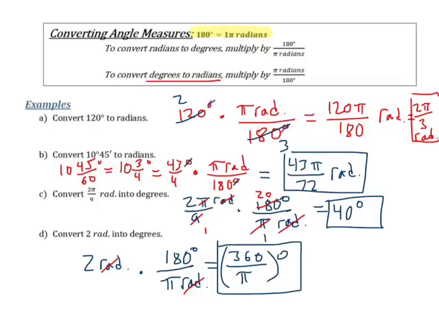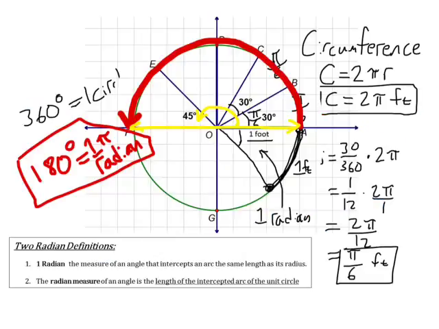All right, so that's how we convert back and forth. Again, the key relationship here is that 180 degrees and 1 pi radians are the same. And that comes from the fact that radian measure is just the length of the intercepted arc of this unit circle. All right, well, good luck and have fun converting.